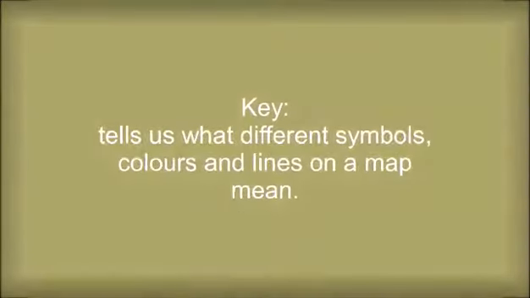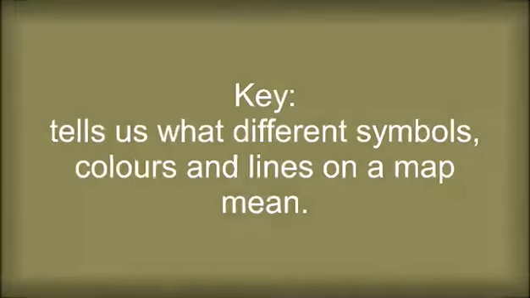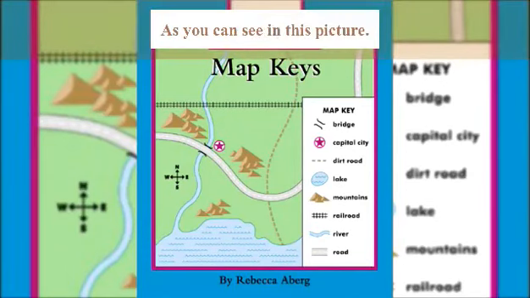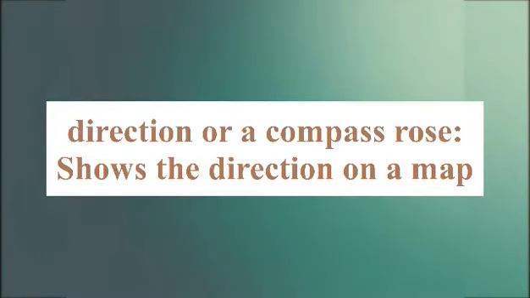Second element of map is key. Key tells us what different symbols, colors and lines on a map mean. Dear student, as you can see in this picture, direction. Direction or a compass rose shows the direction on a map of any place or any area.